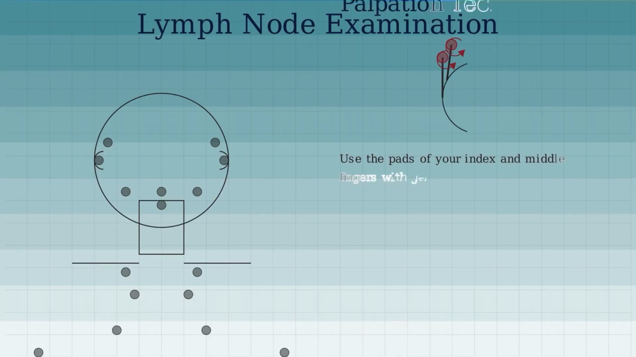When examining lymph nodes, use the pads of your index and middle fingers to apply gentle circular pressure. Begin with the preauricular nodes located in front of the ears. Next, examine the postauricular nodes found behind the ears. The occipital nodes are located at the base of the skull. Palpate the submandibular nodes found under the mandible. Check the submental nodes under the chin.